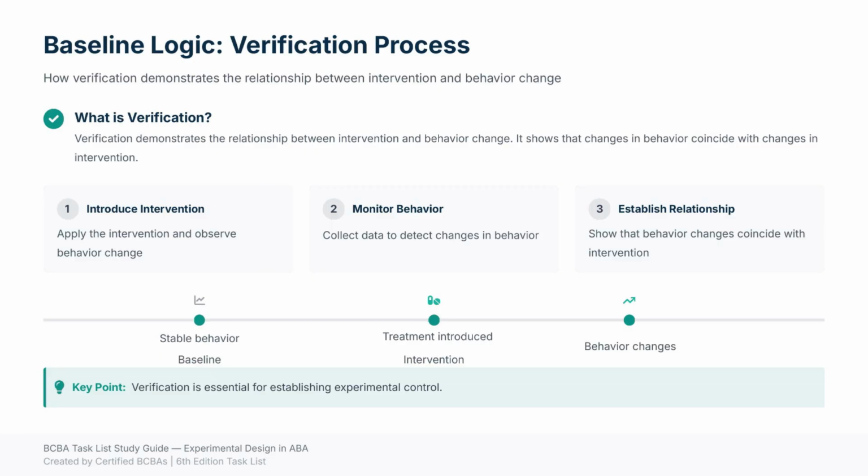Verification demonstrates that the change in behavior is related to the introduction of the intervention. This occurs when behavior shifts in a predictable direction after the intervention begins. Data collection during this phase allows the behavior analyst to confirm that the intervention and behavior change are systematically related. Verification is therefore an essential step in establishing experimental control.